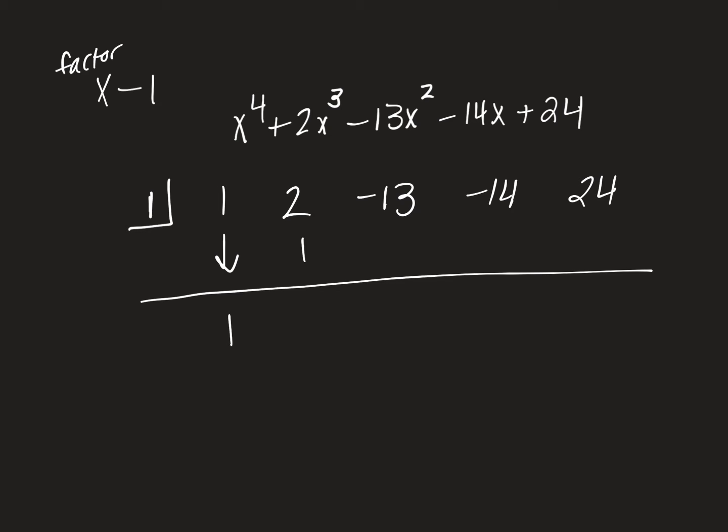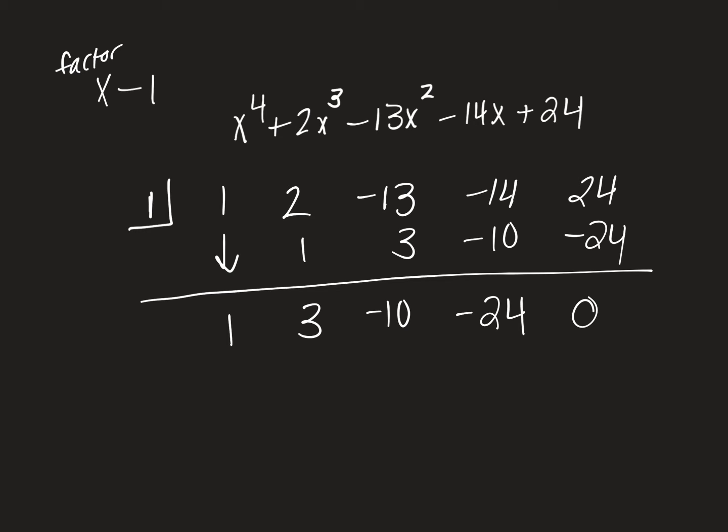1 times 1 is 1. 2 plus 1 is 3. 3 times 1 is 3. Negative 13 plus 3 is negative 10. Times 1 is negative 10. Then negative 14 plus negative 10 is negative 24. Times 1 is negative 24. And look at that, we get a 0. It's okay. All right.